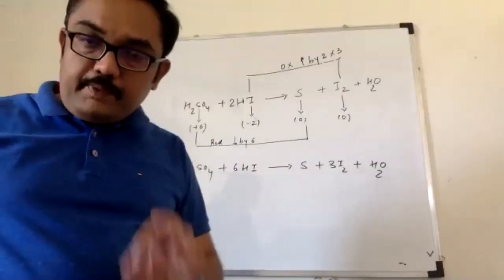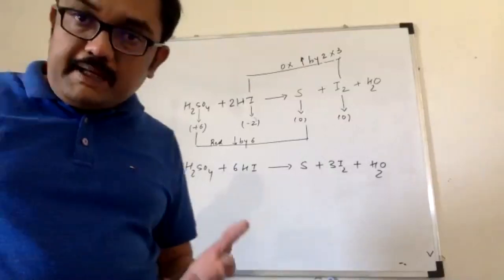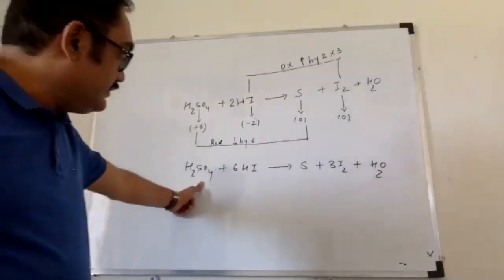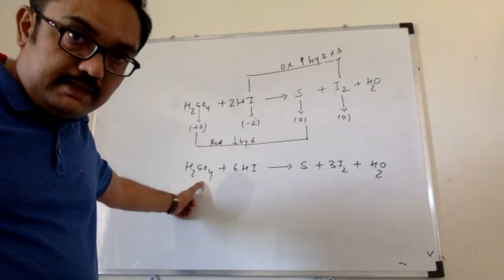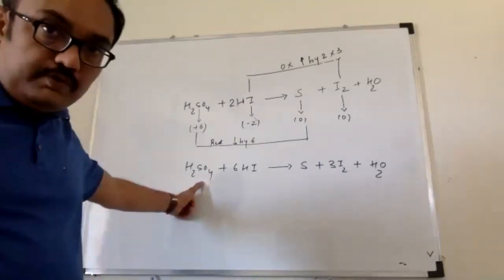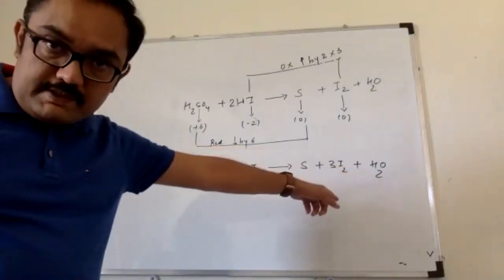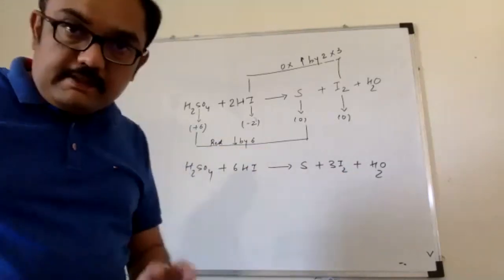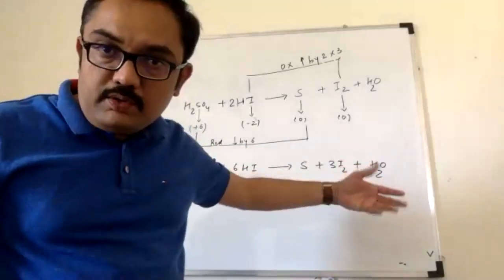Balance oxygen by putting H2O. See both the sides, how many oxygen atoms are there, and balance them by putting H2O. In this equation, left hand side, how many oxygen are there? 4 oxygen are there. And right hand side there is 1 oxygen. So this we have to balance by putting H2O. So we need to add 3 H2O on the right hand side.